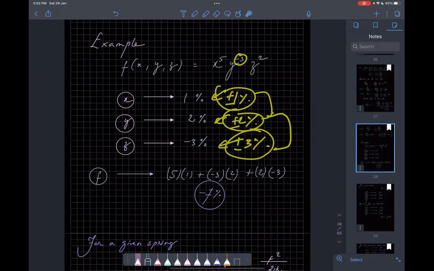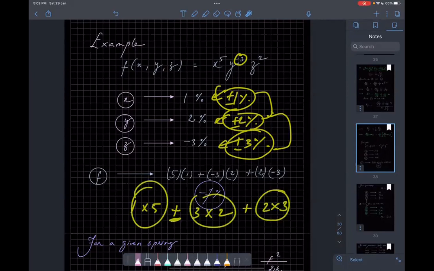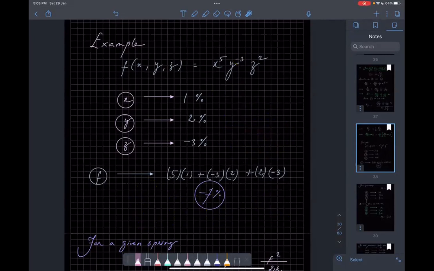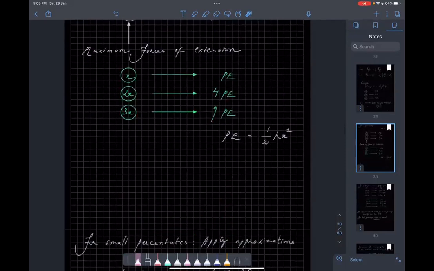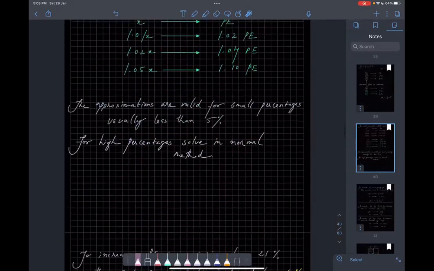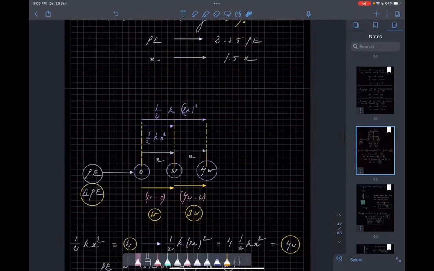So maximum error will be 1 into 5 plus 2 into 3 plus 3 into 2. Here I'm not considering the minus sign. Can you understand that? Whenever error is asked, you do this.